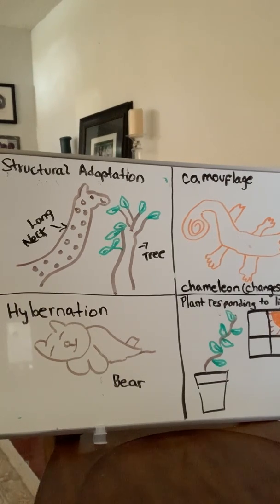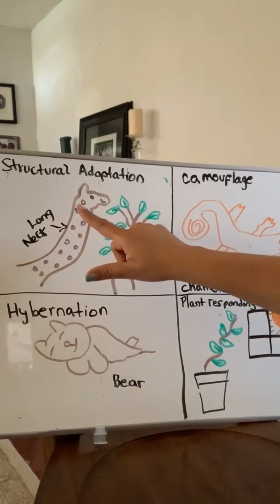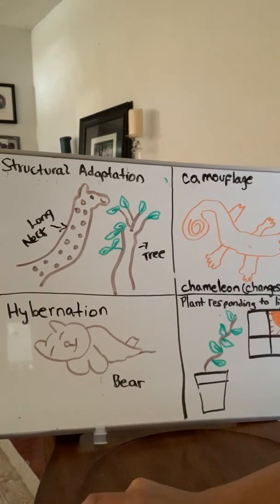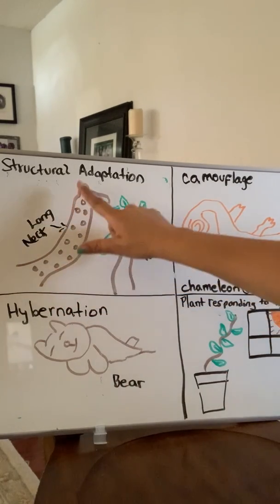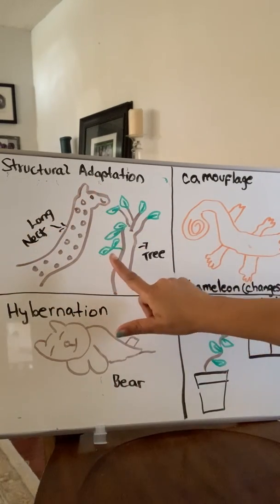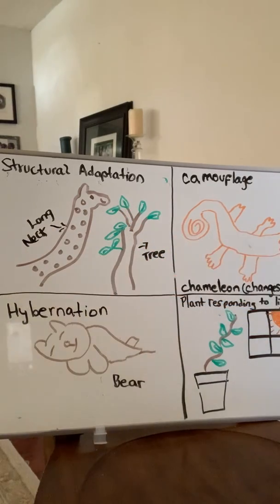There are two kinds specifically: structural adaptation right here, okay? And structural adaptations are physical characteristics of a plant or animal that help it adapt to the environment. In this case, the long neck of a giraffe helps him feed from the tall trees, okay?